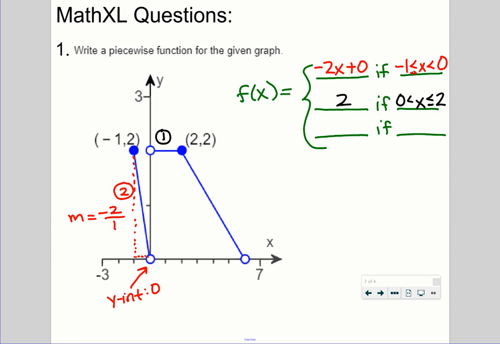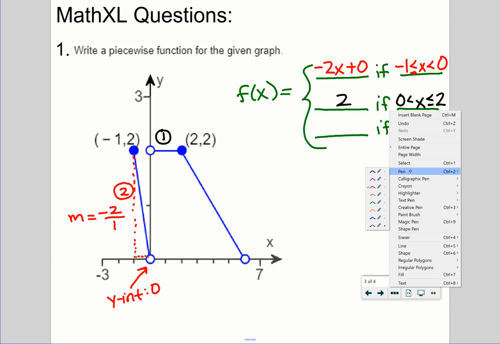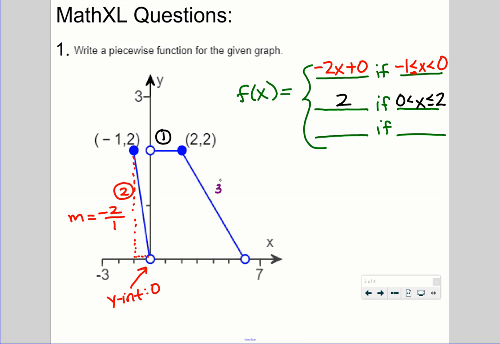Great. Okay. Third piece, we do not have the slope and we do not have the y-intercept. But we do have 2 points on the line. We have 2, 2, and what's the other point on that line?